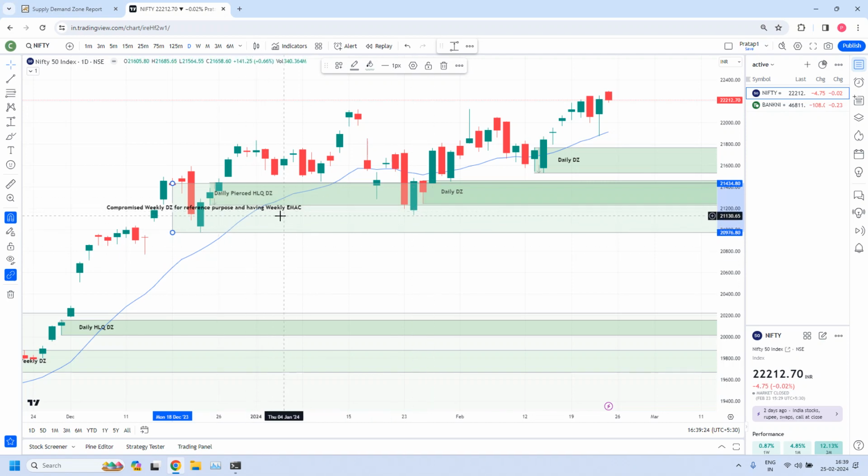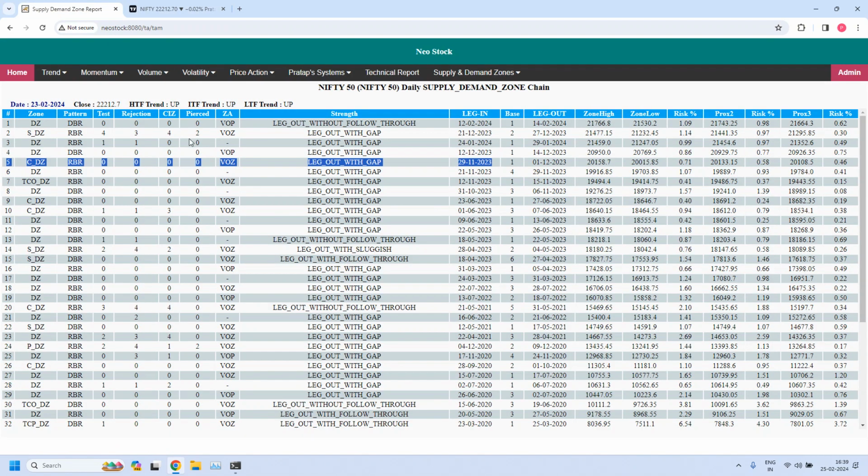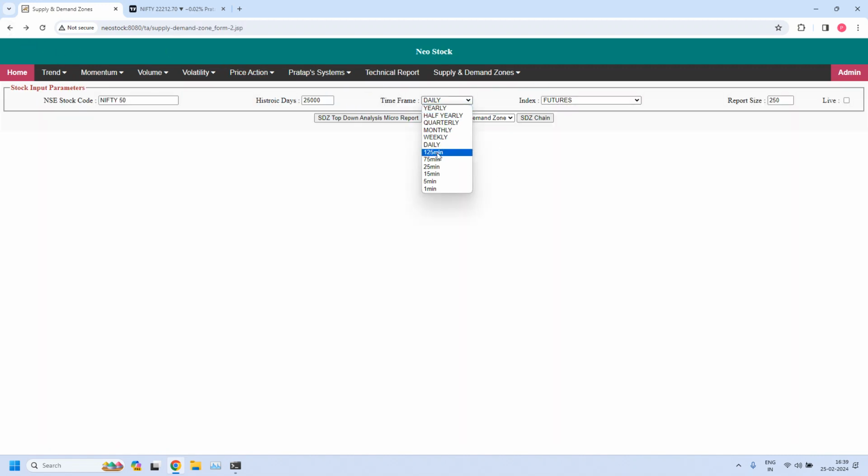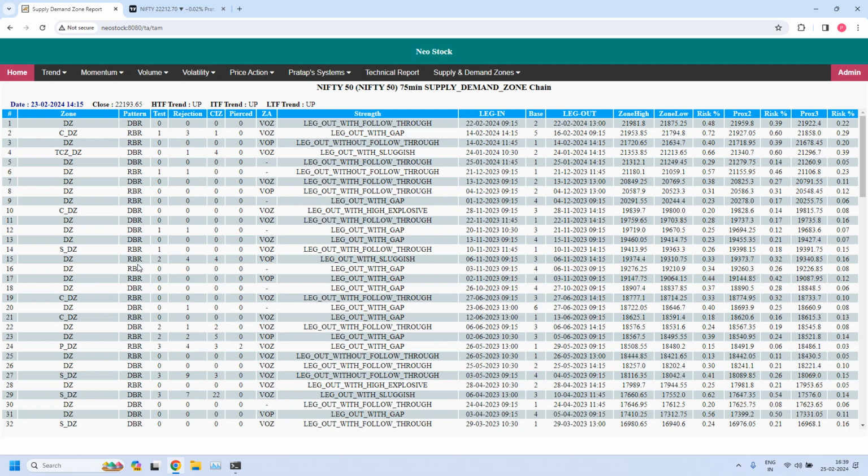Okay, finally we have drawn up to daily. Now let us move to the 75 minutes time frame. So going back, changing daily to 75 minutes. Let me generate the chain. And from now onwards, high liquidity zones play a major role because they will act as strong support and resistance. If it is a supply zone, it will act as resistance. If it is a demand zone, it will act as support. So we will give highest importance to high liquidity zones.